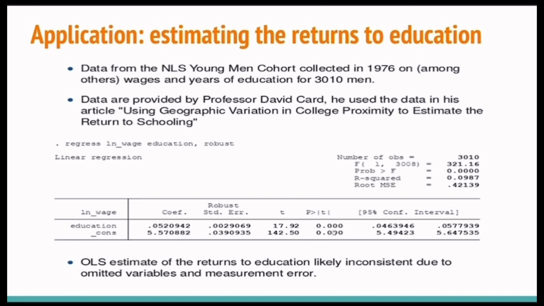The result here is trying to tell you that it is significant and everything looks so good, but everything does not look so good, because the OLS estimate of return to education is likely inconsistent due to omitted variables and measurement error. How do I know that? Of course, we have a test of endogeneity that can be conducted to see if the independent variable education is correlating with the unobserved. So Professor Card used data from the NLS Young Men cohort collected in 1976, among others, wages and years of education for 3,010 men.